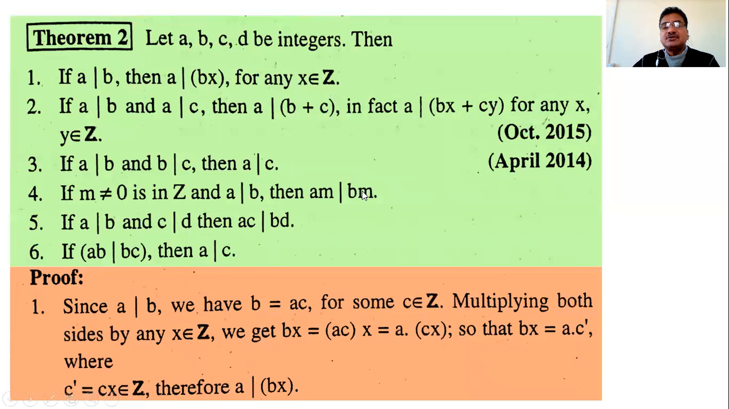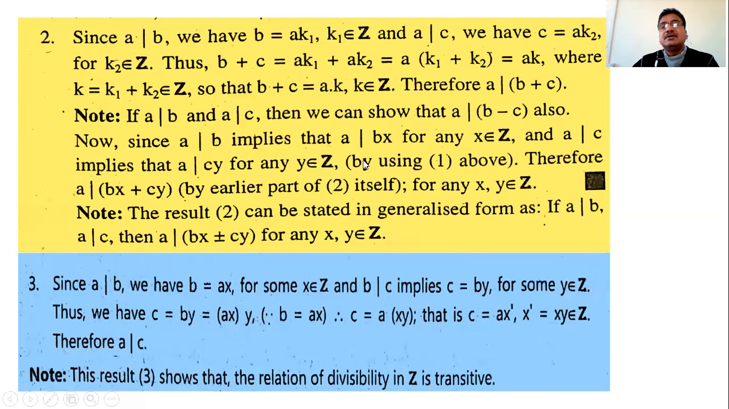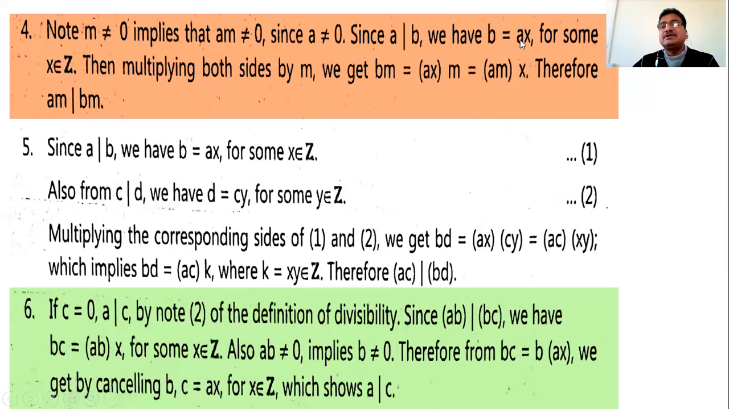Now we have to show am divides bm. So for am to divide bm, bm must be expressed in the form am into some integer. So just multiply this equation b equals ax by m. So what do we have? bm is equal to axm, and then write axm in this fashion, amx. So this x is an integer, and so bm is expressed in the form am into some integer, which implies am divides bm.